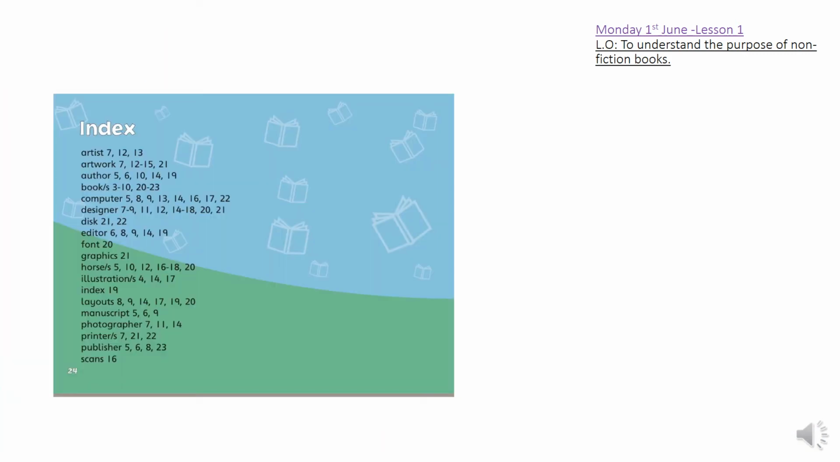Okay, so this is the first time that you may have seen this page, and this is called the index page. So here is the word index, and that is the title of our page. Down the side here are lots of different words. So when we're thinking about the book, about making books, there will be some mention of the word books in there. And we know then that if we wanted to find out every time the word book is mentioned in this non-fiction book, we could look on page 3 to 10 and pages 20 to 23.